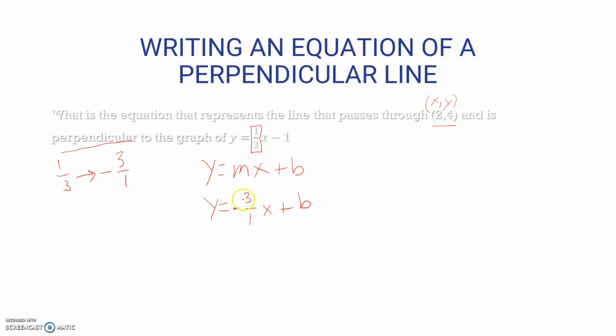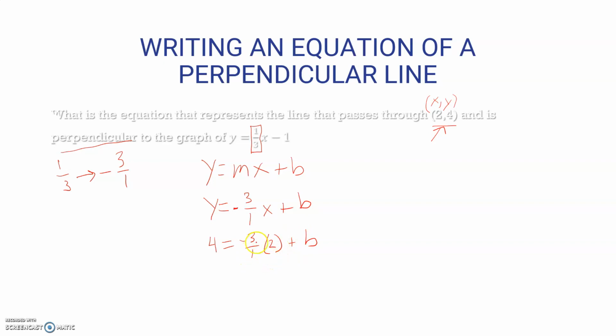So now we have one part we need. We need to know slope. We have it. It's negative 3 over 1. And then to find b, we're going to take this value of x and y, and we're going to substitute it in for x and y in our problem because we know it's true since it passes through that line. So y is 4 equals, and then we have negative 3 over 1, and instead of x, we have 2 plus b.